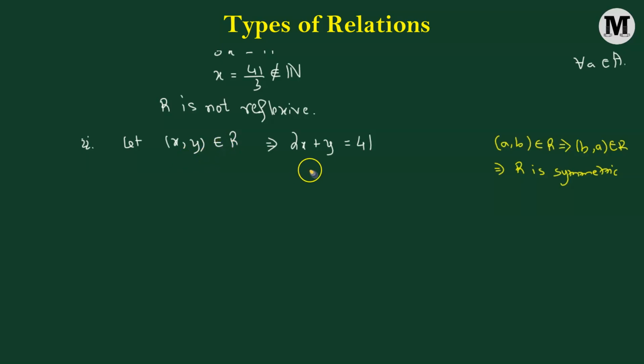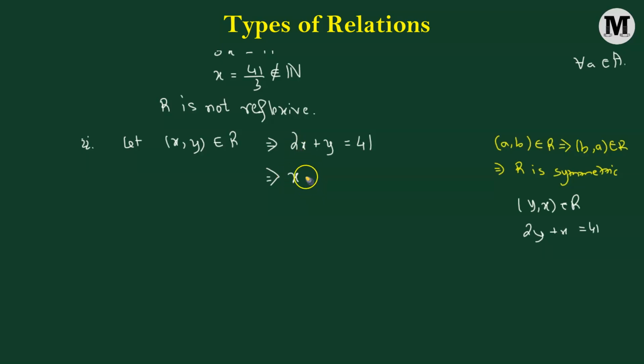Now if we are to show that y comma x belongs to R, then only we can say that R is symmetric. For y comma x to belong to R, we need to show that 2y plus x equals 41. Is there any way we can rearrange the terms in this equation to make it look like 2y plus x equals 41? No matter which way we try, we can never do that.